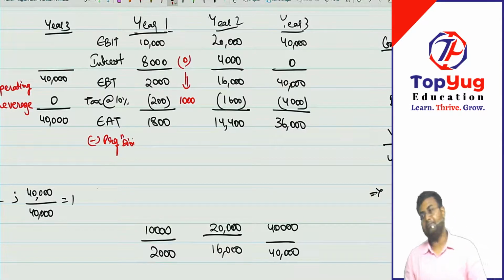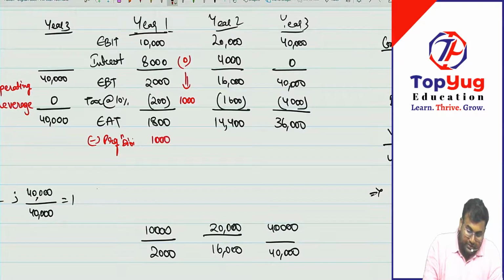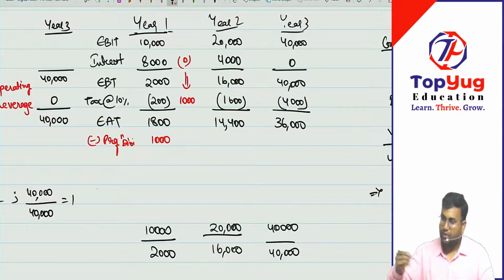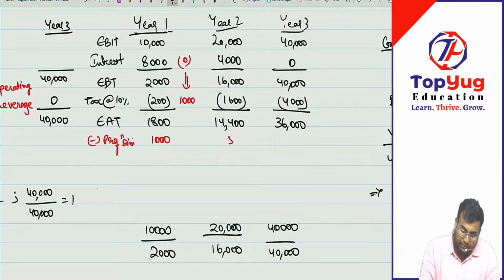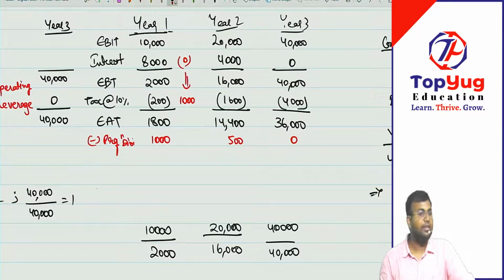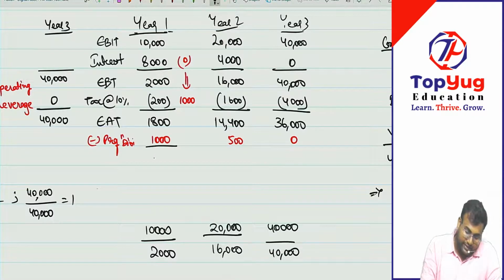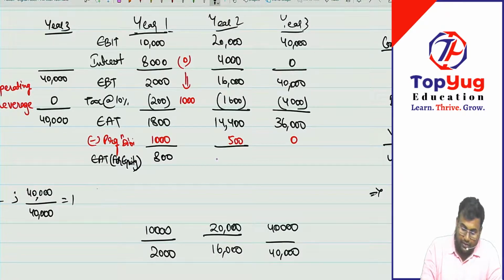Let us take the first example. Suppose I have a preference dividend of 1000 here. Can I reduce it down? Suppose I made it 500 and then 0. I'm taking all hypothetical numbers so that we are able to see each and every example, right? So how much do I get here? 800s, EAT for equity shareholder, right? Here, how much here? 13,900, 6,000.